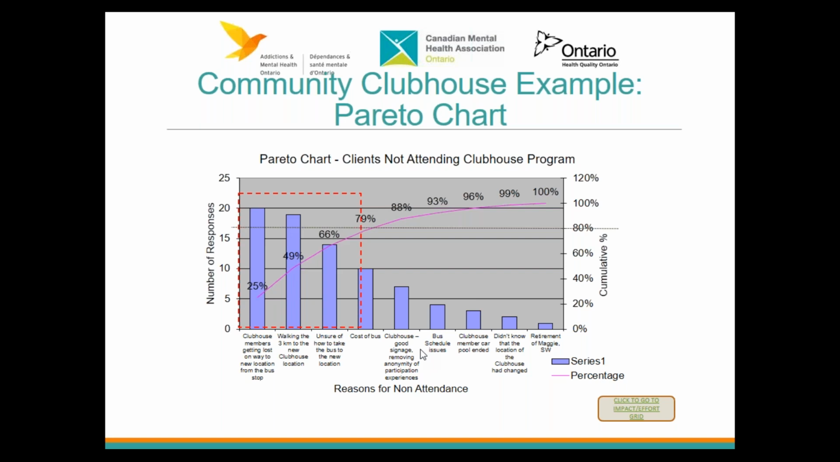So we're trying to focus our efforts on those factors that have the biggest impact on our problem. So we're not wasting time on things that maybe don't impact that significantly. So it can be very helpful to help us prioritize our efforts. We call those the vital few, as opposed to the trivial many.